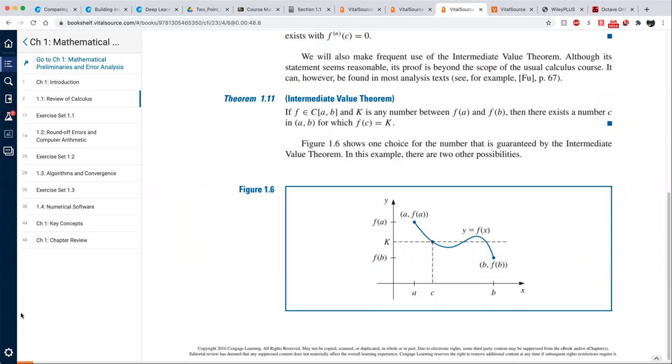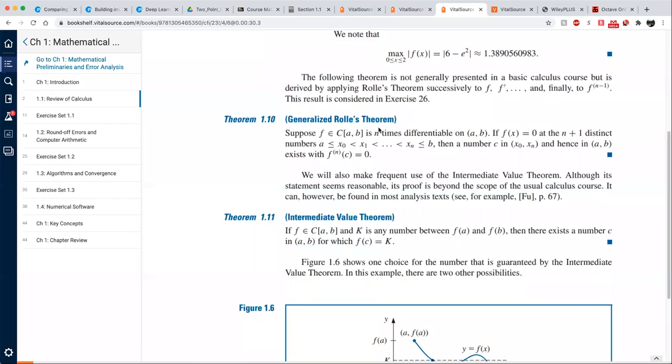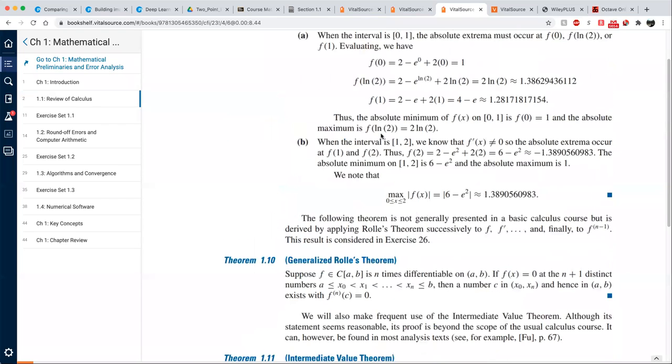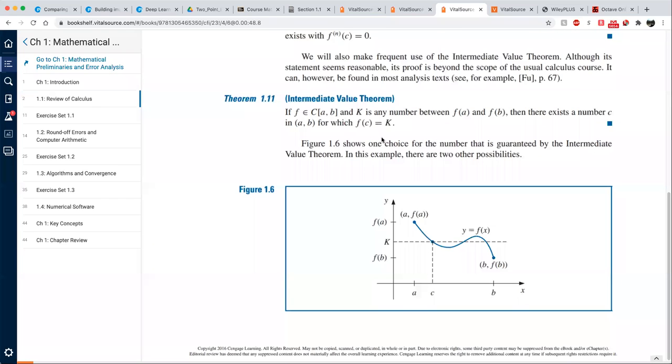Now, next one. Keep in mind this is the intermediate value theorem, and then the generalized Rolle's theorem, the mean value theorem, and Rolle's theorem, okay? So these are really basic theorems we're going to use a lot to develop the algorithm.